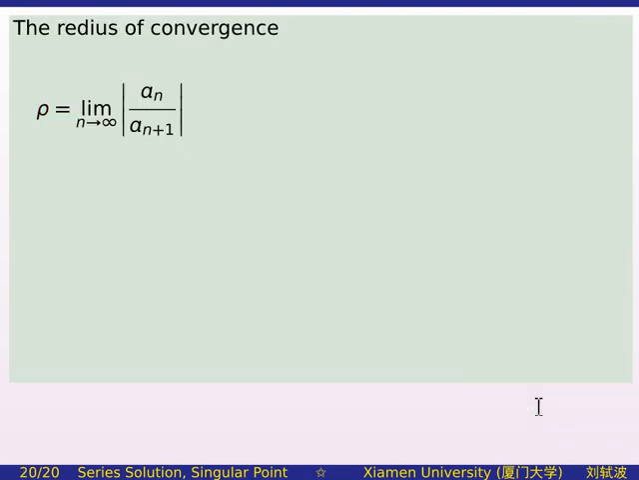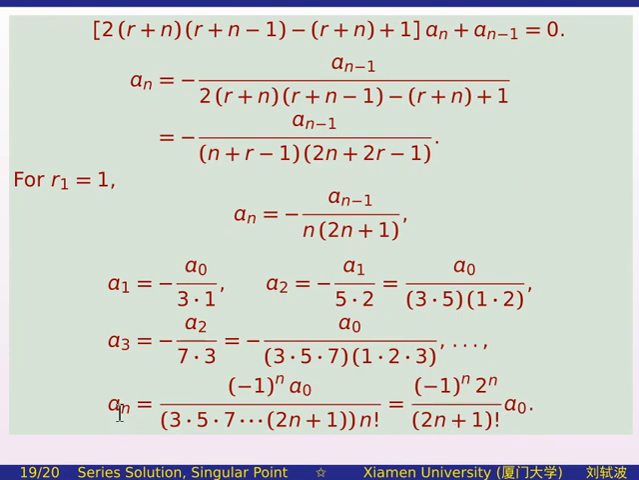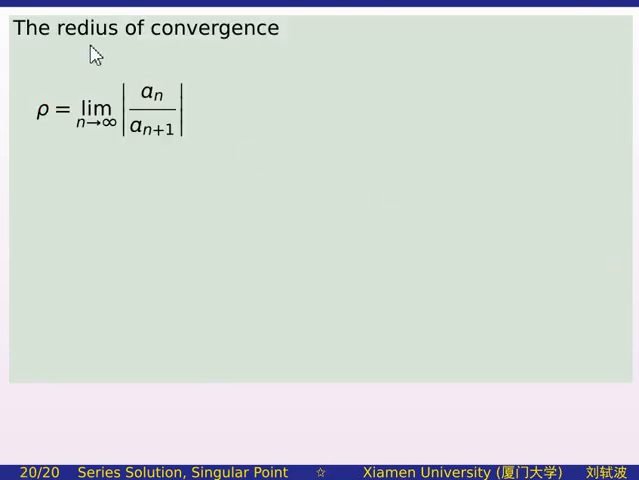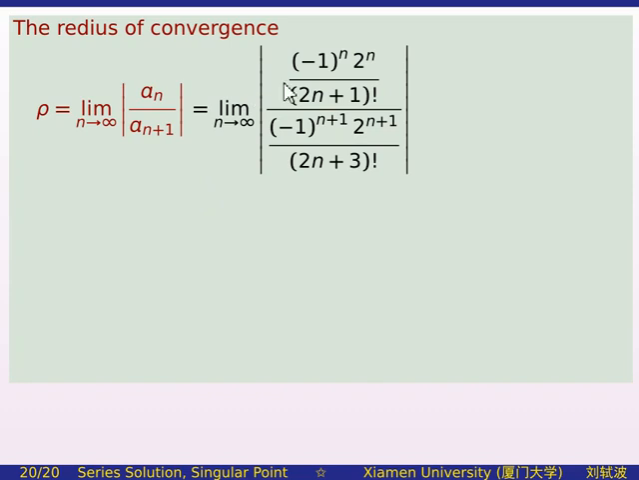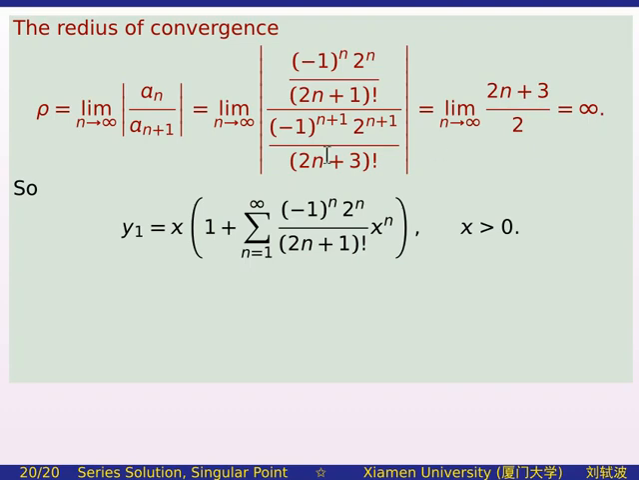Having computed an, we can already write down the solution. But before writing the solution, we can use the coefficient an to determine the radius of convergence. The radius of convergence is the limit of an over an plus 1, if this limit exists. Substituting an and an plus 1 and simplifying, this expression is (2n plus 3) over 2, and as you can see, the limit is infinity. This means the radius of convergence is infinity. Therefore the power series converges for all x.